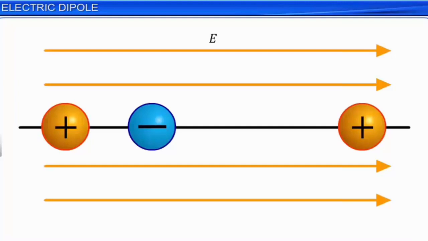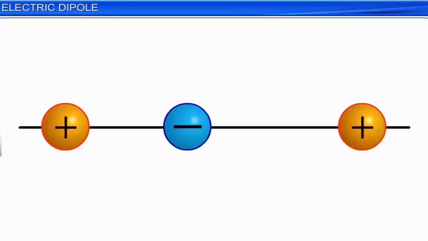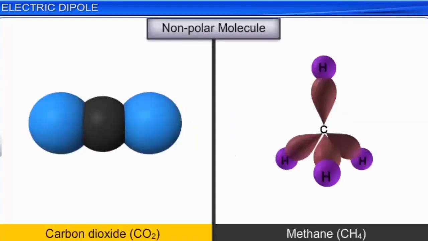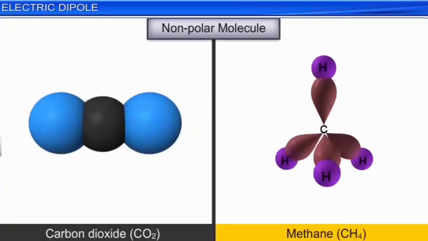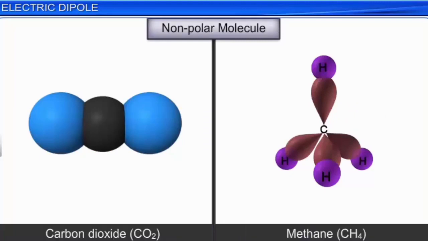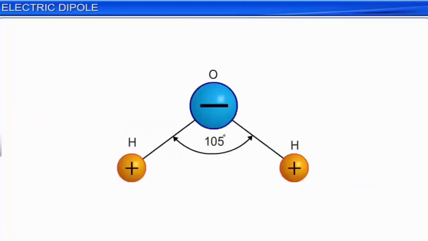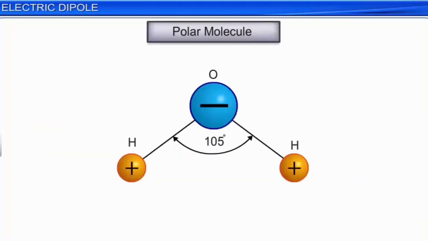When the external electric field is removed, the polarization disappears. Hence, the induced dipole moment also vanishes. Carbon dioxide, CO2, and methane, CH4, are examples of such non-polar molecules. There are other types of molecules called polar molecules, where the centers of the positive and the negative charges do not coincide. They possess some dipole moment even when they are not in the presence of an external electric field. Such molecules are called polar molecules.